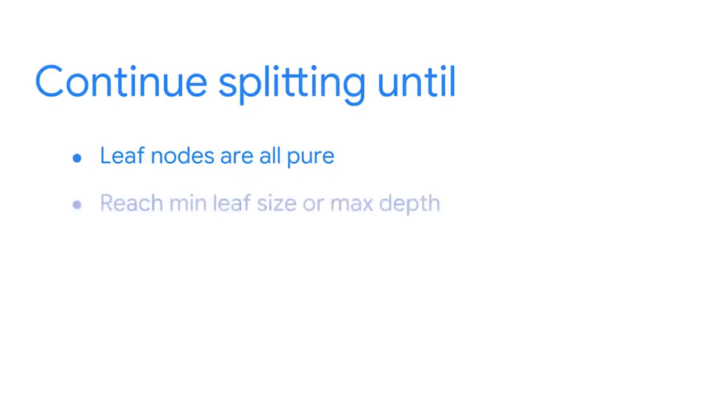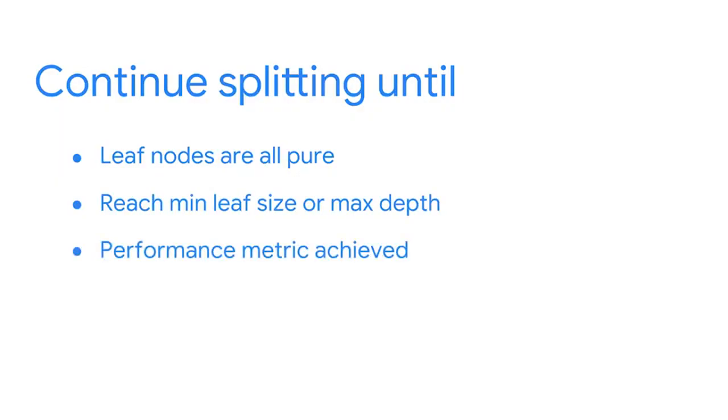The first condition has to do with the observations that a leaf contains. When all of the observations belong to the same class, this means the leaf node is pure. The second condition affecting where a tree splits is whether the minimum leaf size or maximum depth is reached. Also, a decision tree may stop growing if it achieves a certain performance threshold. The value and metric for this threshold can both be specified by the modeler.